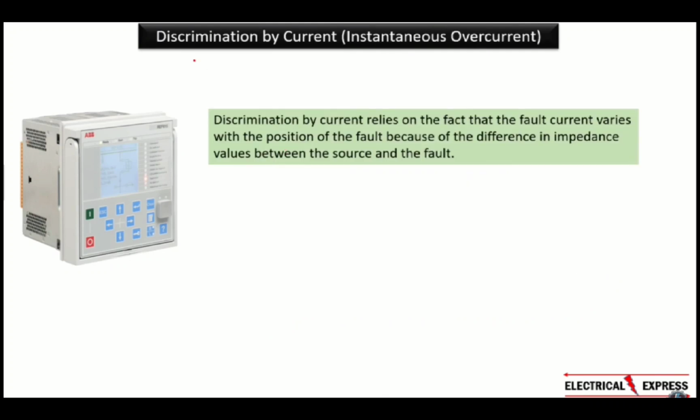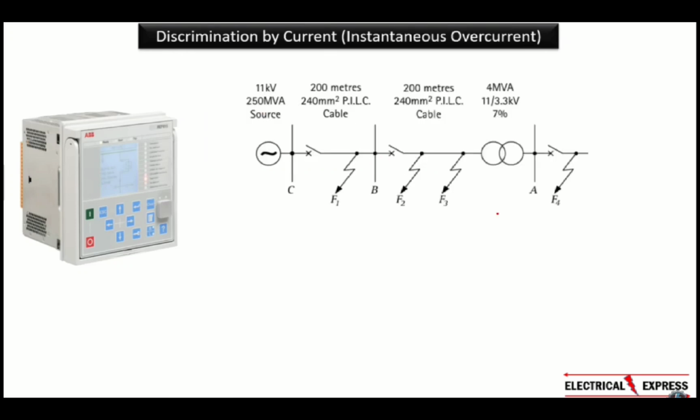Next, we'll understand discrimination by current. So, we also call this instantaneous overcurrent. Discrimination by current is based on the fact that the fault current varies with the position of the fault because of the difference in impedance value between the source and the fault. Let me explain this to you very simply. Suppose this is a single line diagram of a grid. So, again, this is our source.